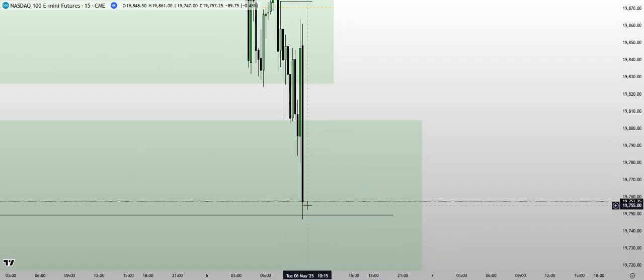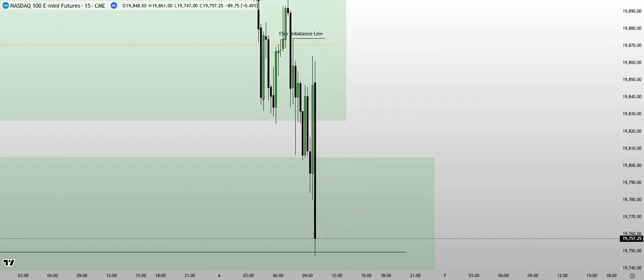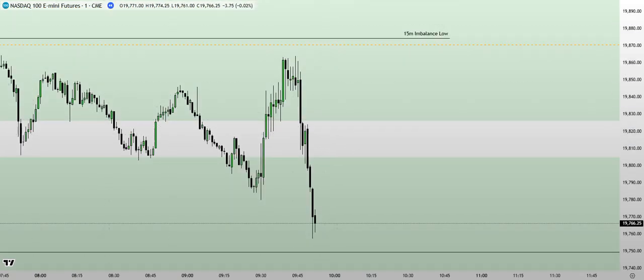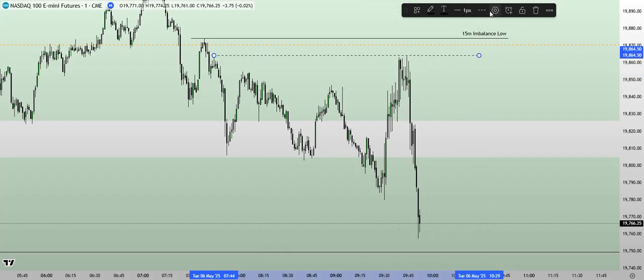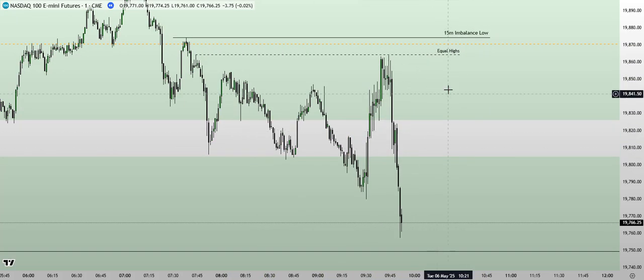Going to see if price wants to come for this low. Came for this low. Now I'm going to look for another entry potentially to the upside. See if price wants to come for these highs. We still have lots of highs above. It did make a run on stops right here. So that is to be taken into account. We have equal highs right here. I think price can still make a move to the upside.